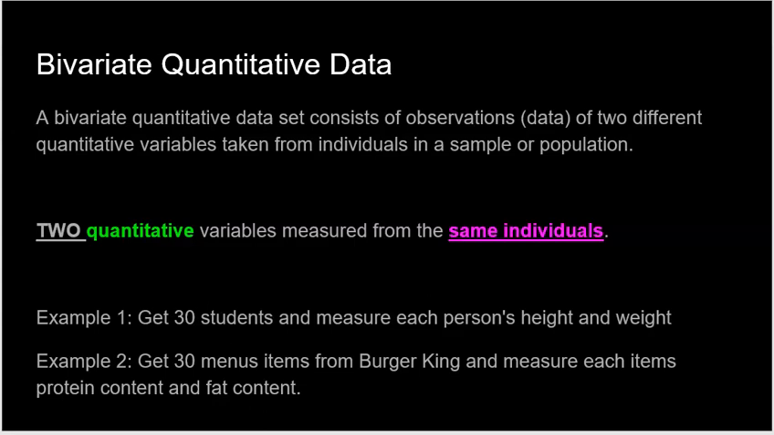So here's an example. Get 30 students and measure each person's height and weight. So I'm going to have 30 data points. Every data point is going to have a height and a weight. Get 30 menu items from Burger King and measure each item's protein content and fat content. So I'm going to have 30 data points. Each data point is going to be an item from Burger King, a Whopper, for example, how much protein's in that Whopper, how much fat's in that Whopper.